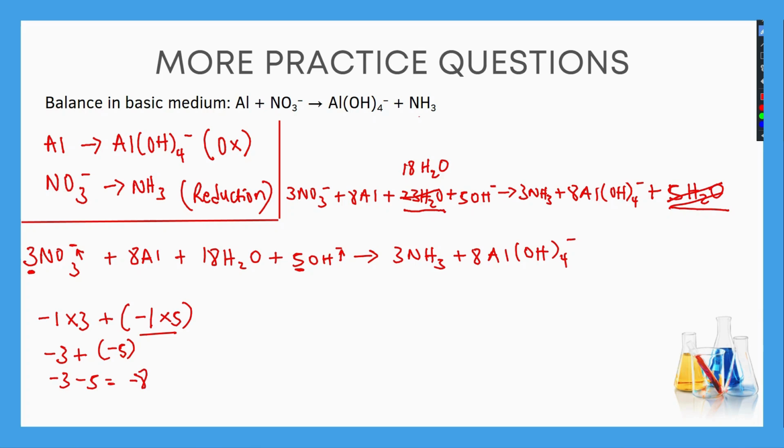Now let's check out the right hand side and see. Over here there is no charge, so this is 0. We have 0 plus, over here you can see a charge of minus, which indicates a charge of -1 times a coefficient of 8. So we have 0 plus -8, so all this is equal to -8. So the charges are balanced. Now we want to know if the atoms are balanced as well. So let's check it out.